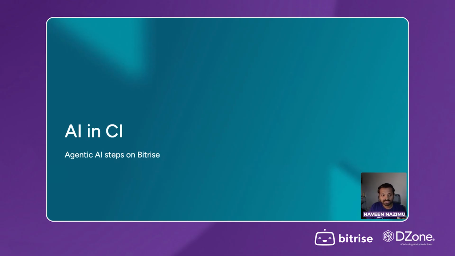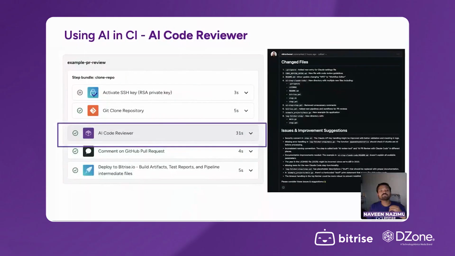I want to highlight using agentic AI steps on Bitrise. So in a Bitrise workflow, you can add agentic steps. For example, AI code reviewer. This is using Claude Code within it to review the code and post a comment onto your repository. In this case, GitHub, which is what you see on the right side. These are custom steps that you can add to a workflow.